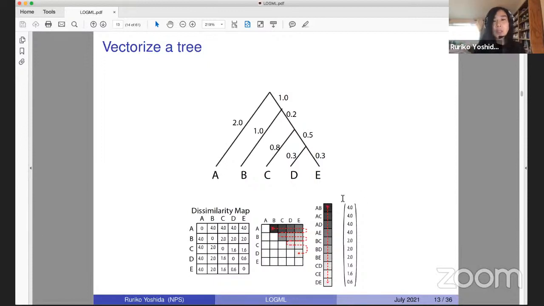All right. So now our question is that we vectorize all trees, and that's a one-to-one mapping. So I'm going to consider a space of ultrametrics, that's the vectors like this. Okay, that's what I call tree space for this talk.